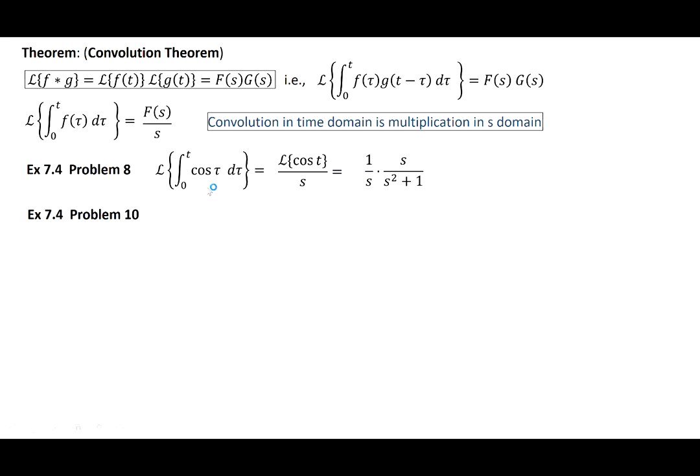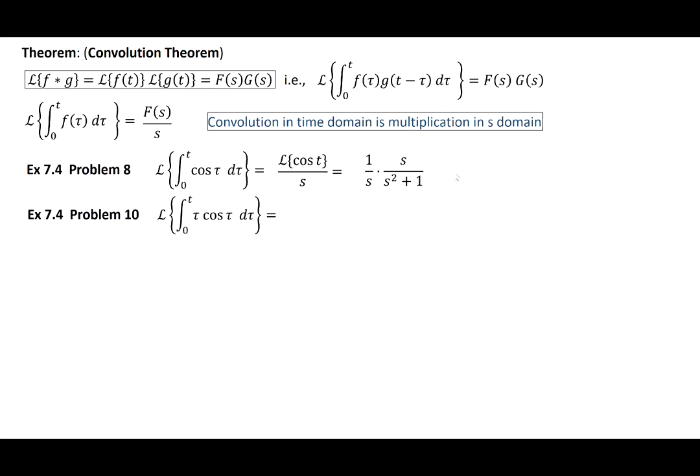You bet it does. What's the integral of cosine tau d tau? Sine tau. Evaluate that from 0 to t, you get sine t. So basically this integral reduces to just sine t. What is the Laplace of sine t? 1 over s squared plus 1. So is it any surprise that this ended up being 1 over s squared plus 1? No, that's the idea. Cool?